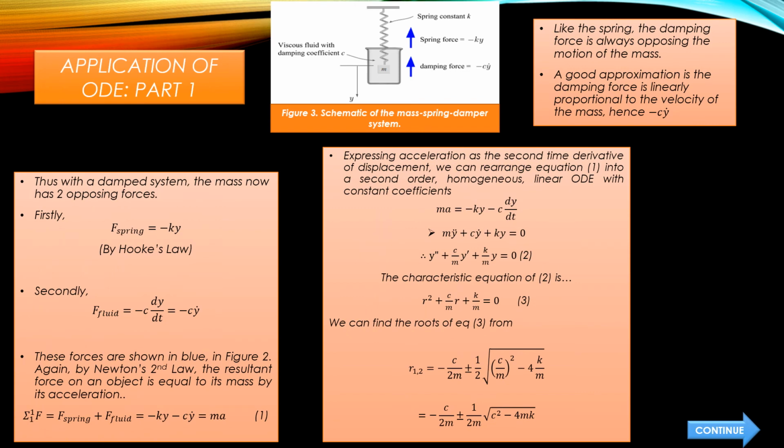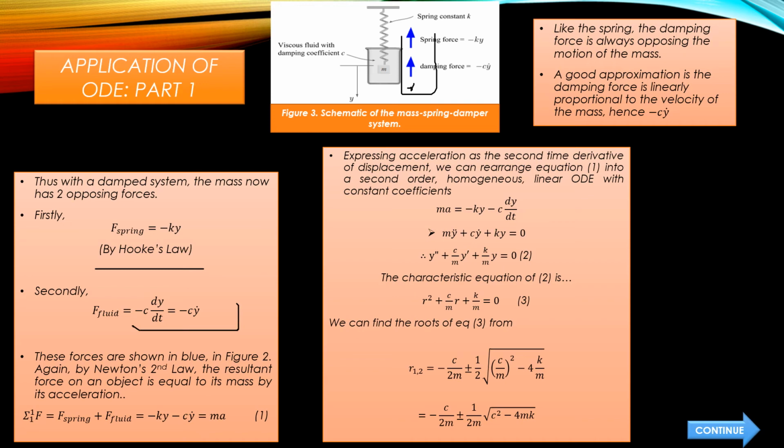So now we've got into the application of ODE. Basically, like the spring, the force is always opposing the motion of the mass. So with the damped system, the mass has now two opposing forces. Firstly, we have the force of the spring, which is negative k times y, following Hooke's law. And secondly, the force of the fluid is equal to this. These forces are shown in blue in figure 2 over here.